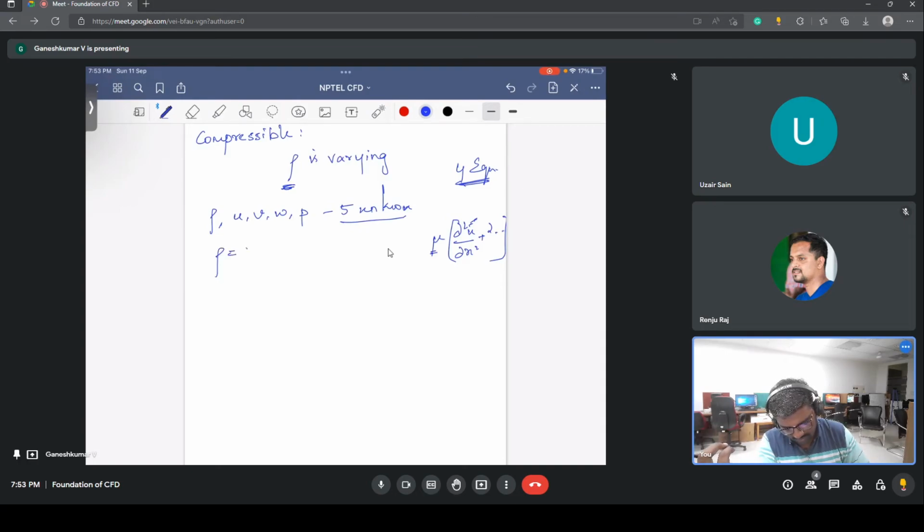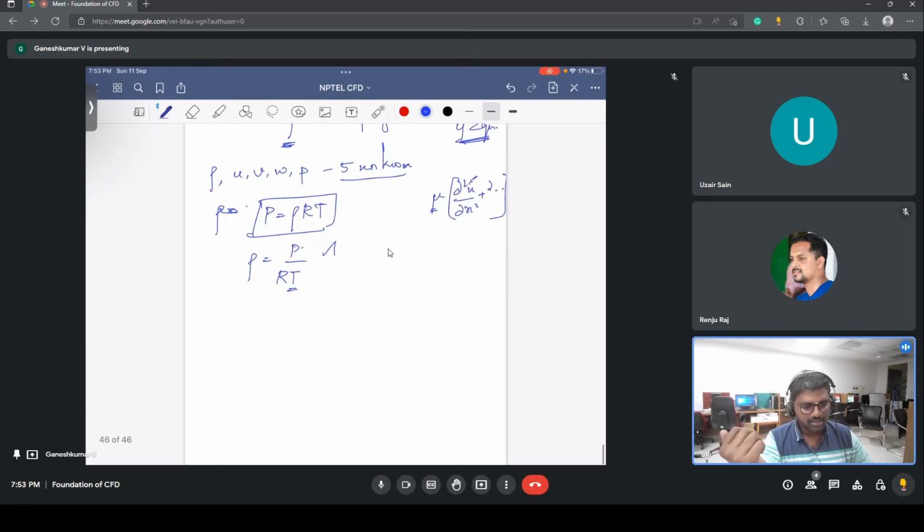You have the ideal gas equation, right? So what is that ideal gas equation? P is equal to rho RT. So rho is equal to P by RT. Rho is dependent on pressure, so you can use this equation, but you see we have another variable, temperature, coming in. Till now we haven't used the energy equation at all. Energy is where temperature comes in. We haven't used the energy equation at all, but suddenly the temperature comes in.